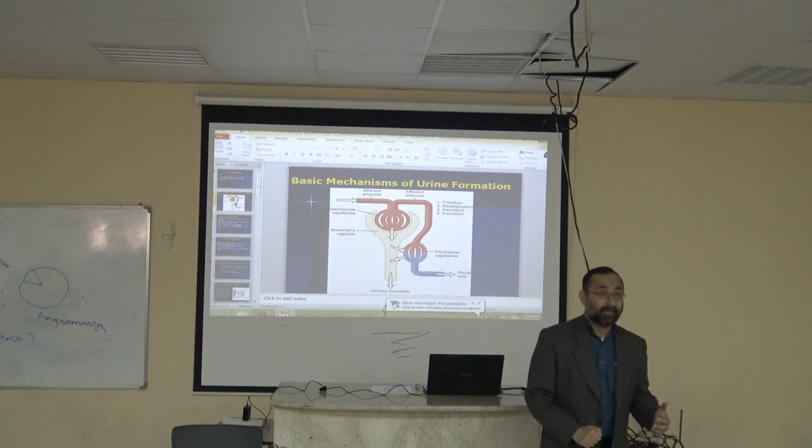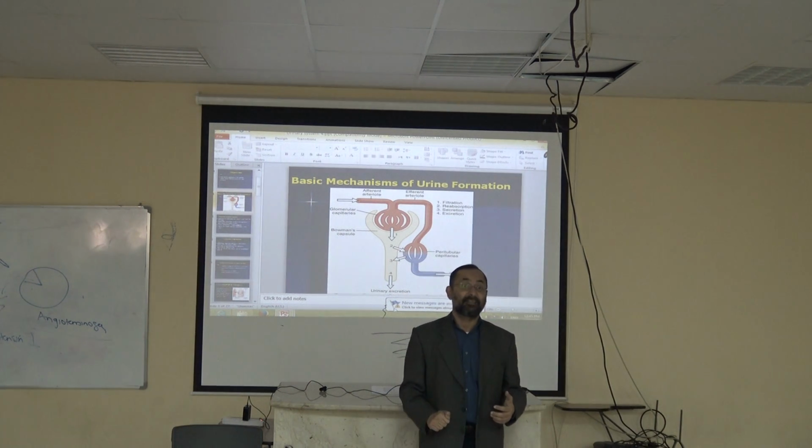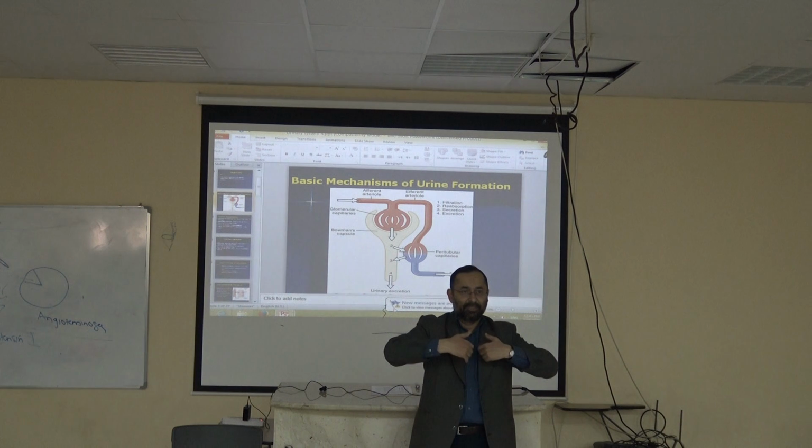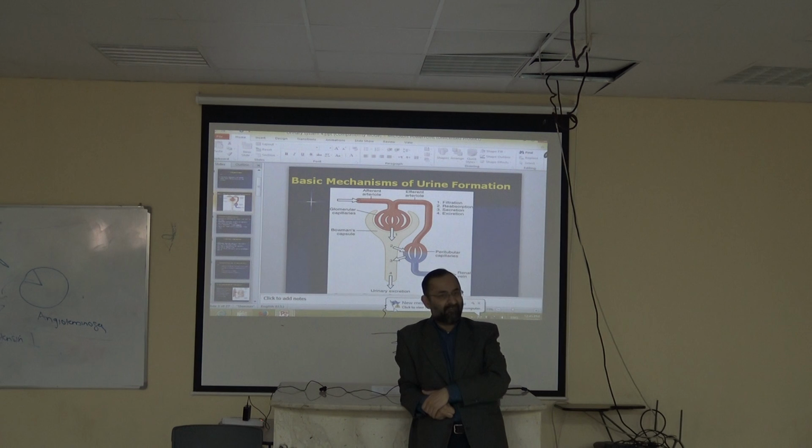So, look at the figure. More than 99% of the fluid filtered is reabsorbed, and only a few points really, less than 0.5% is passing as the urine. Okay? So first thing that you keep in mind.